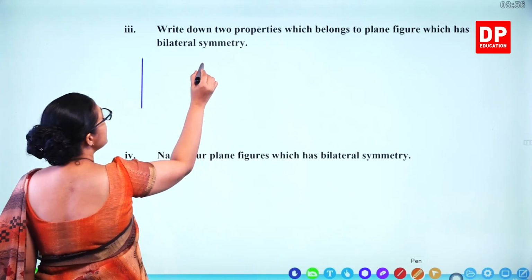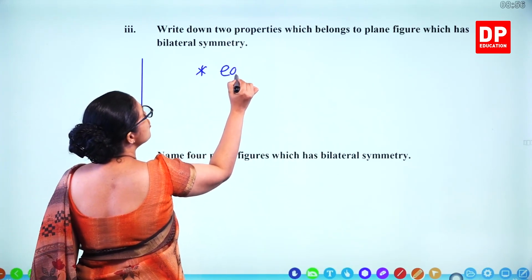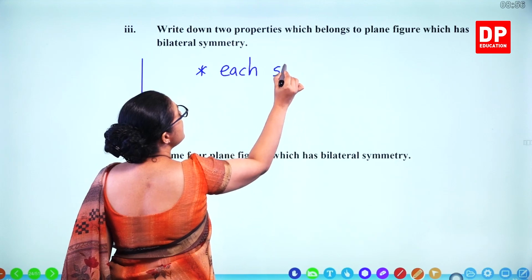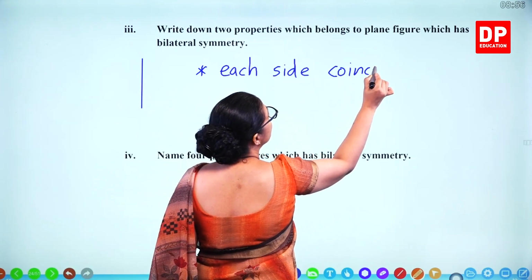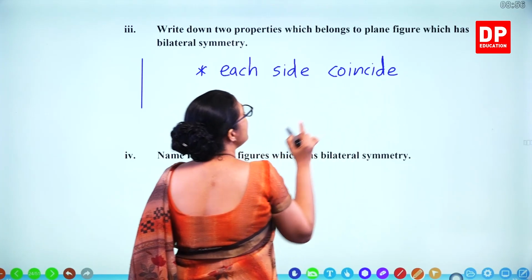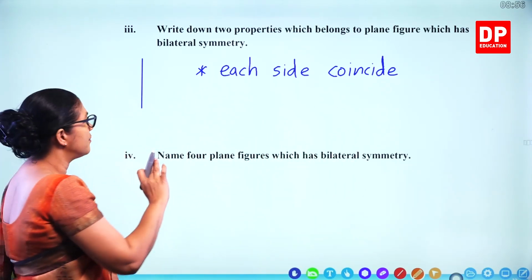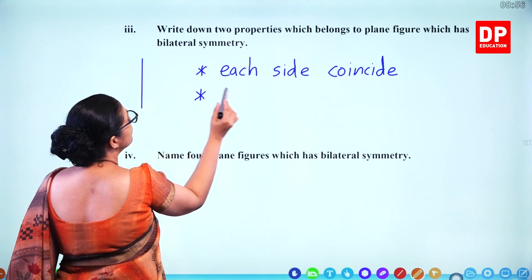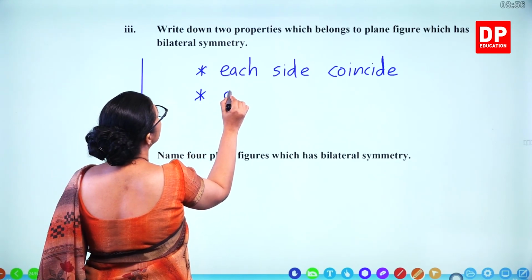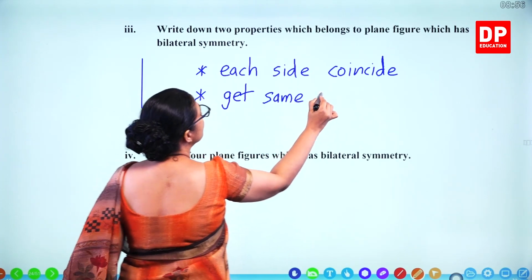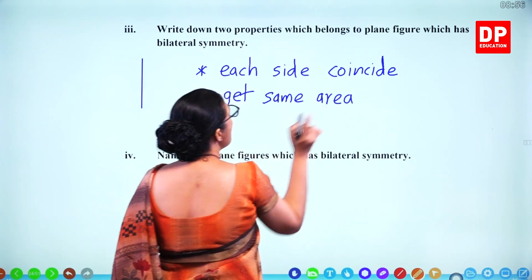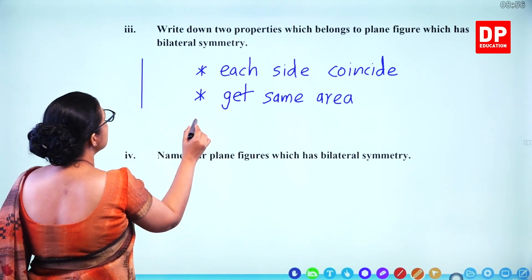So you can write: each side coincides. And you get the same area. Same area on both sides.